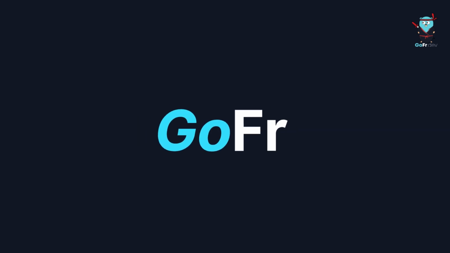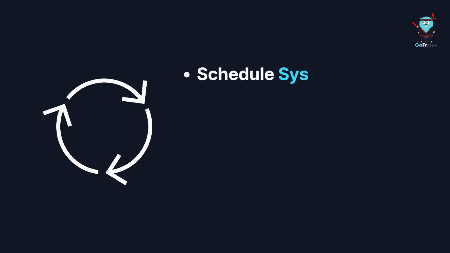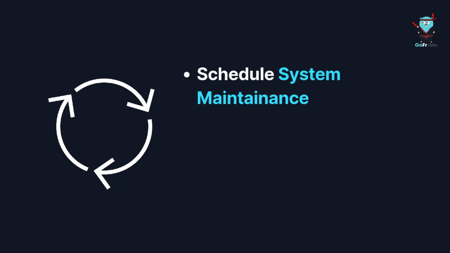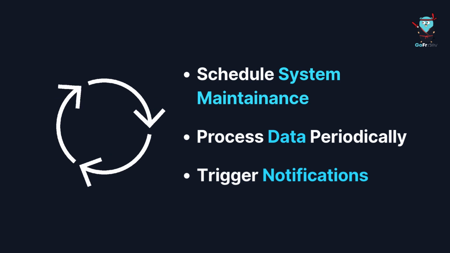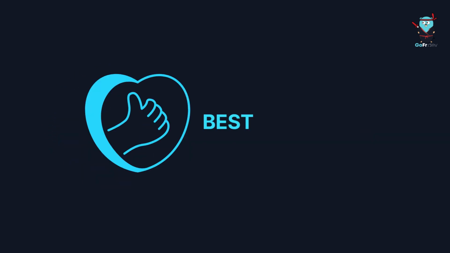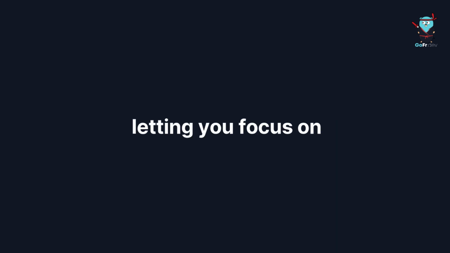GoFr turns cron into a developer-friendly tool, as with GoFr's cron jobs, you can schedule system maintenance like cleaning logs or updating packages, process data periodically, like think about hourly API calls or daily report generation, and also trigger notifications, for example, sending weekly digest emails. And the best part? Well, GoFr abstracts away the complexity, letting you focus on what to automate and not how.